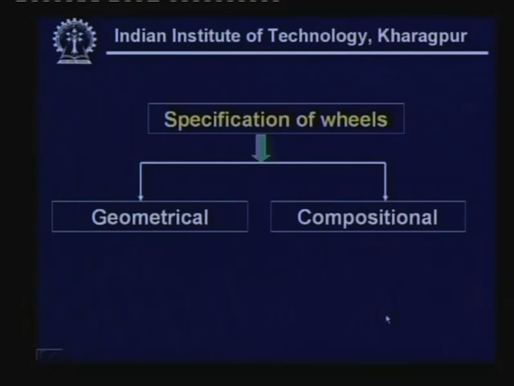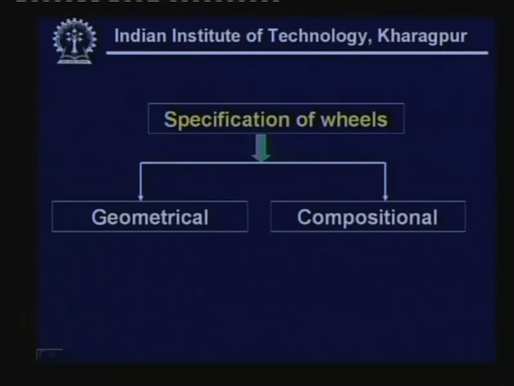Now comes the specification of the wheel. Now there are at least two types of specification. One is the geometrical specification, which shows the diameter, the width and the bore of the wheel. The second one is more important, that is the compositional specification, which takes care of the material of the abrasive, material of the bond, its hardness, grit spacing, porosity and so on.